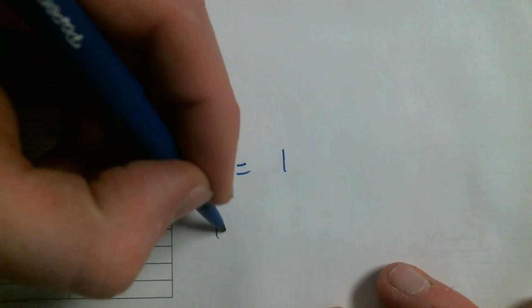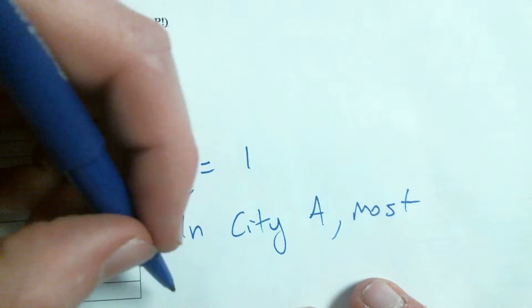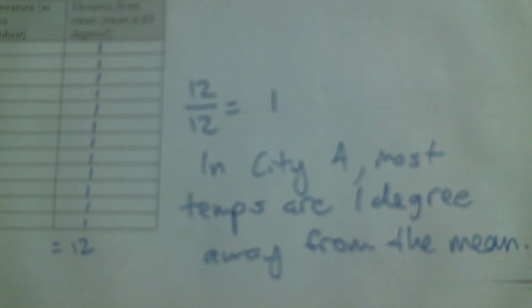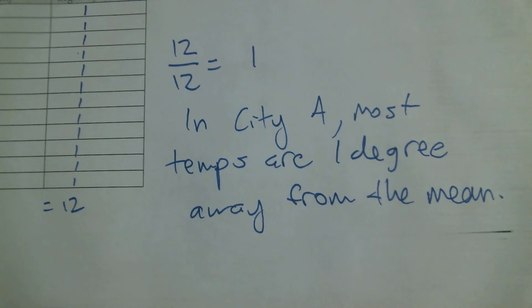So in city A, most temperatures, and in fact all of them, are 1 degree away from the mean. And so you'll continue working on this for each city. Each city you'll work on this for.